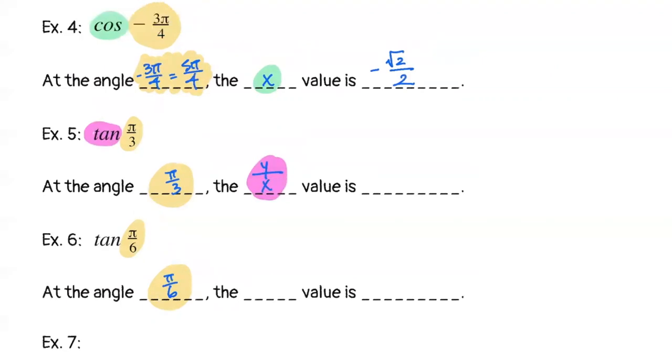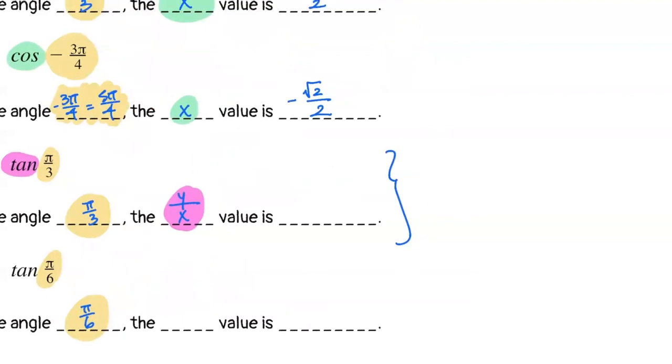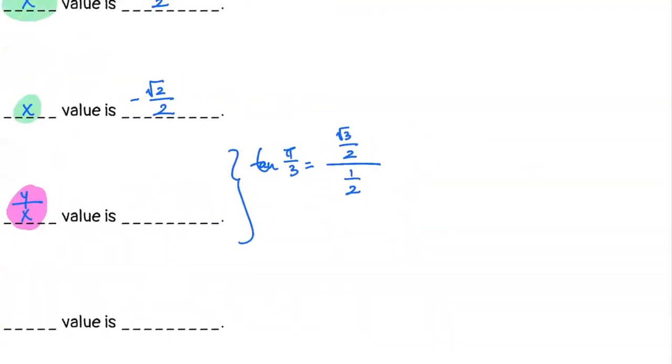So at pi over 3, what is the y value? Yeah, root 3 over 2. And I believe the x value there is 1/2. Okay, that's not going to be the answer your calculator gives you. We've got to do a little bit of work. Root 3 over 2 times 2 over 1. We realize the 2s reduce. And so we get that tangent of pi over 3 is root 3.